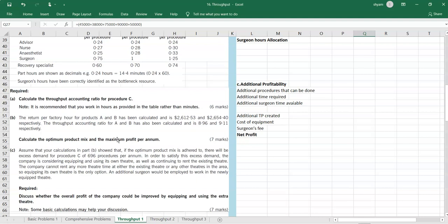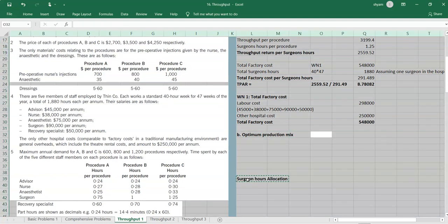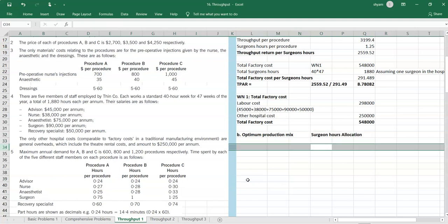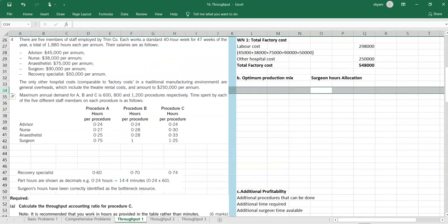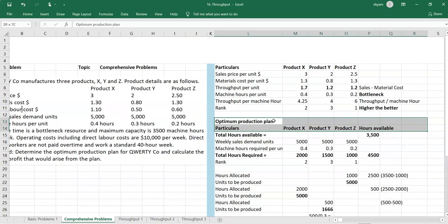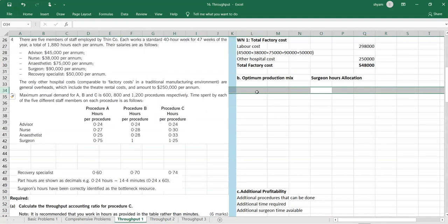Calculate the optimum production mix and the maximum profit per annum. So they want us to find out the optimum production mix. We have already done this kind of problem here in optimum production mix, so we'll just copy it because it's the same format.